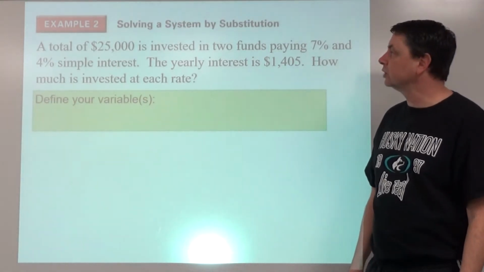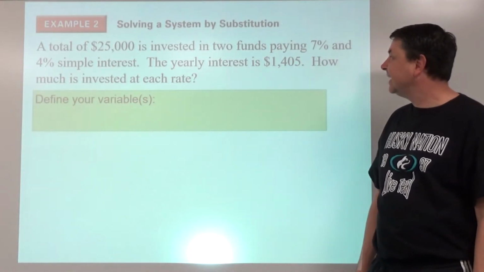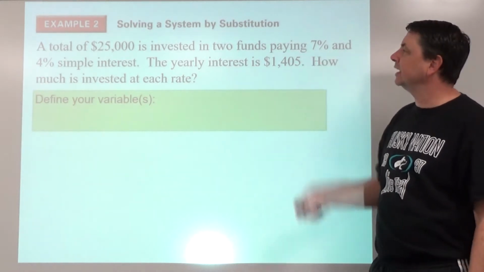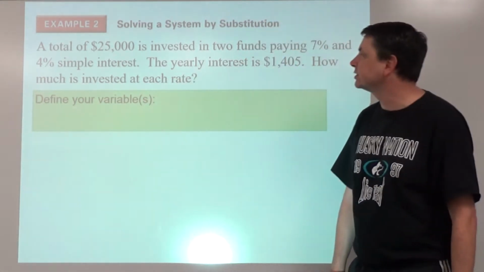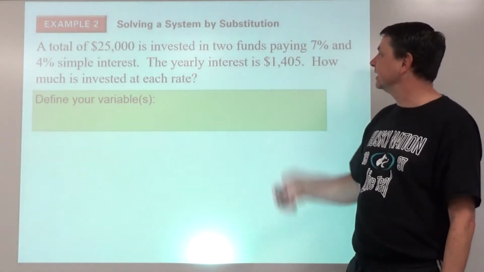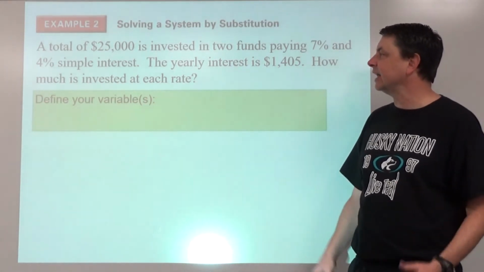Example number 2: a total of $25,000 is invested in 2 funds, one that pays 7% simple interest and the other that pays 4% simple interest. Yearly interest is given to us. How much is invested at each rate?